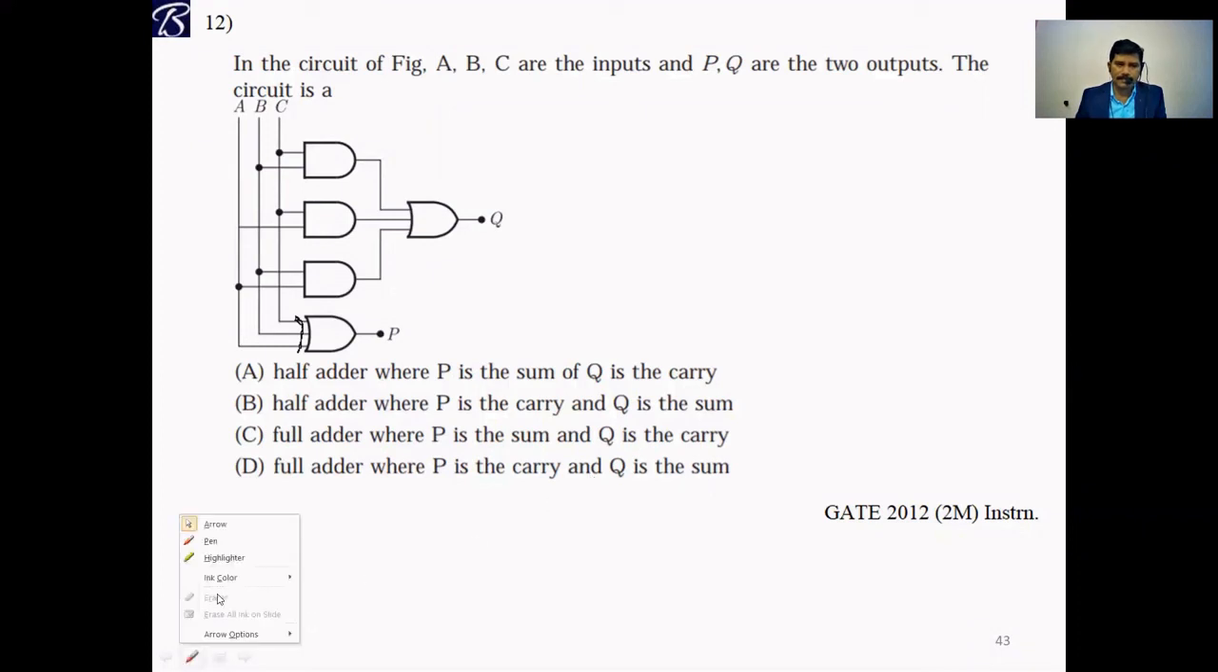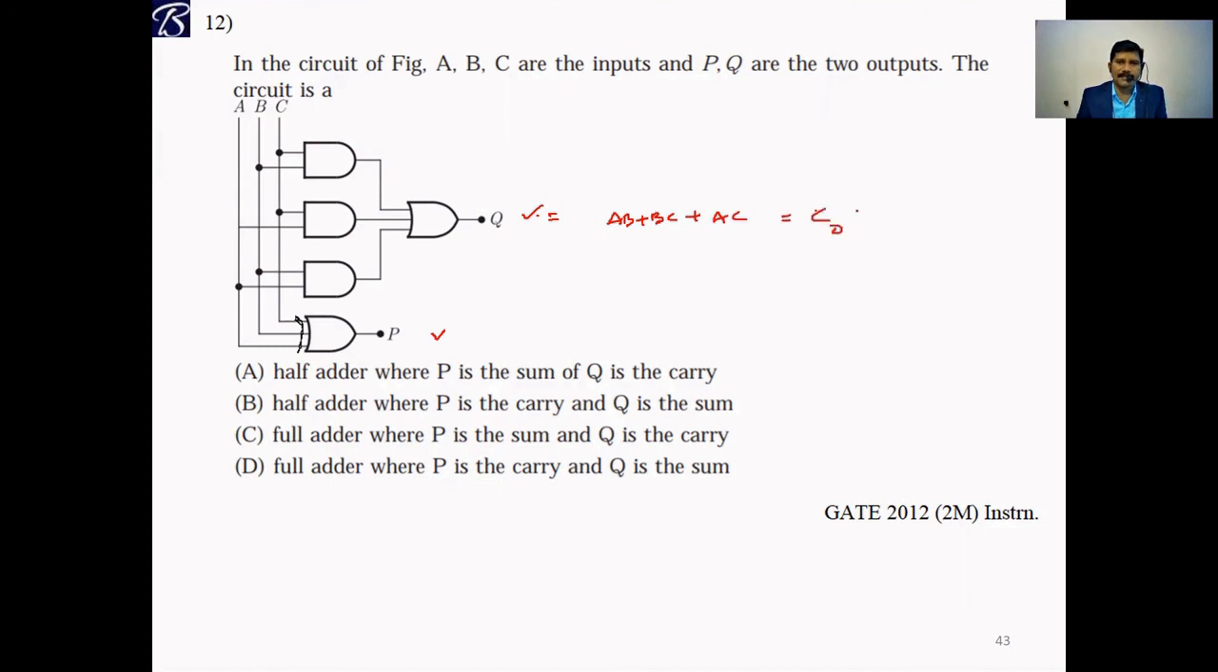This question was asked in GATE 2012 for 2 marks. Okay. So A, B, C are the inputs and P, Q are the two outputs. P and Q are the outputs, right? So what is the logic here? Okay. Here Q equal to what generally? This AB plus BC plus AC.